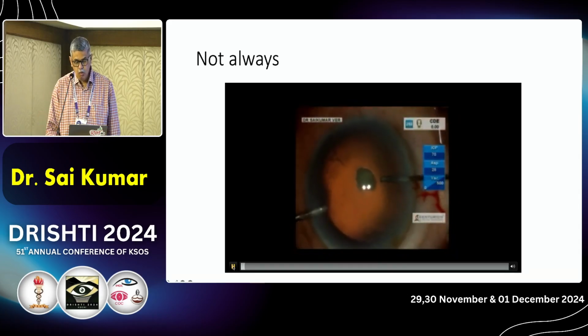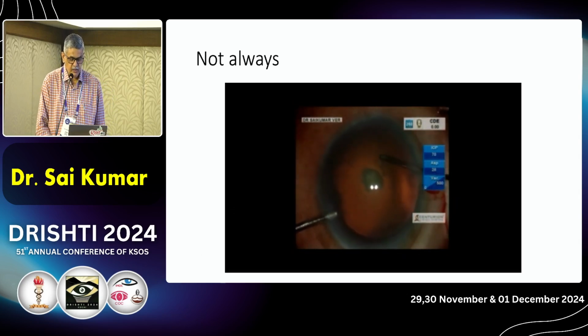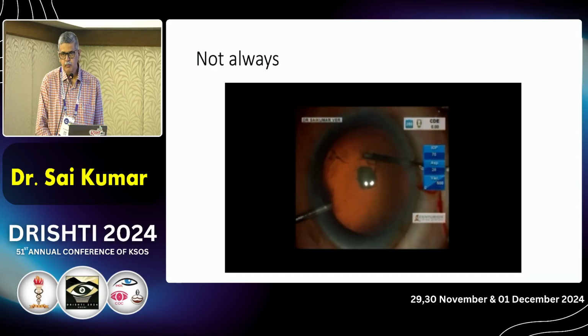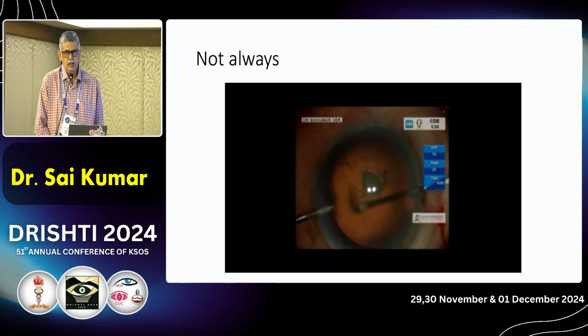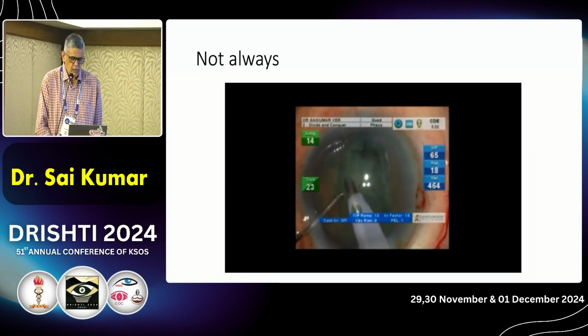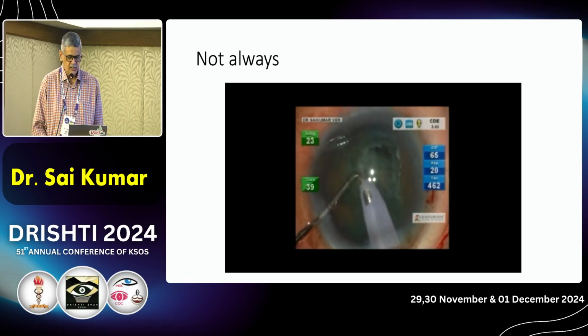Now this was a small posterior polar cataract where initially I thought that I will easily get away with my routine PPC technique. My routine PPC technique is to do a very, very minimal hydrodelineation, probably almost nothing at all, just loosening up the area of the nucleus there.